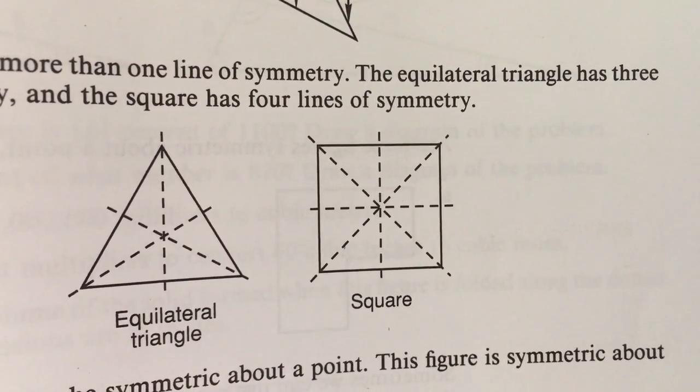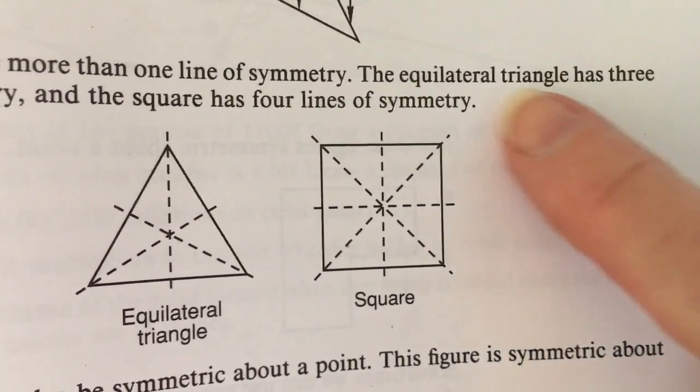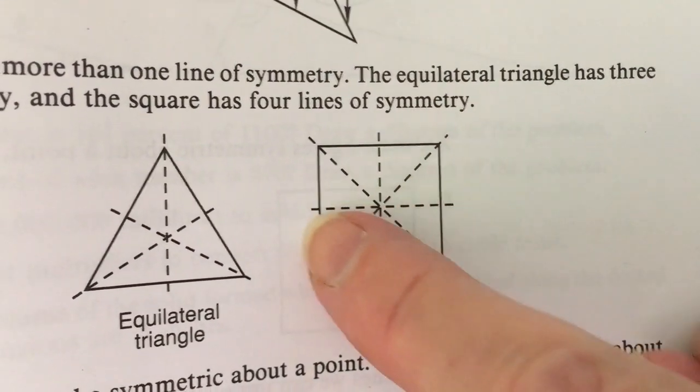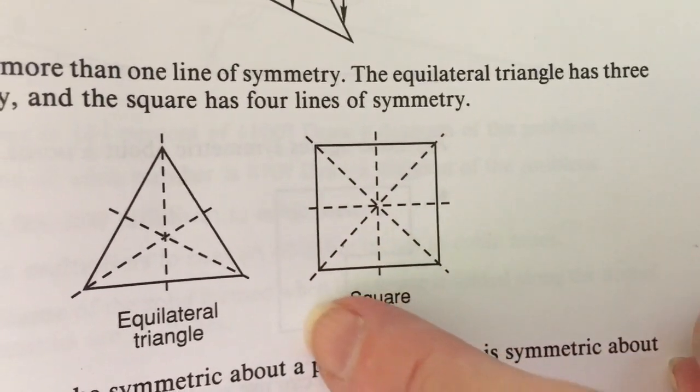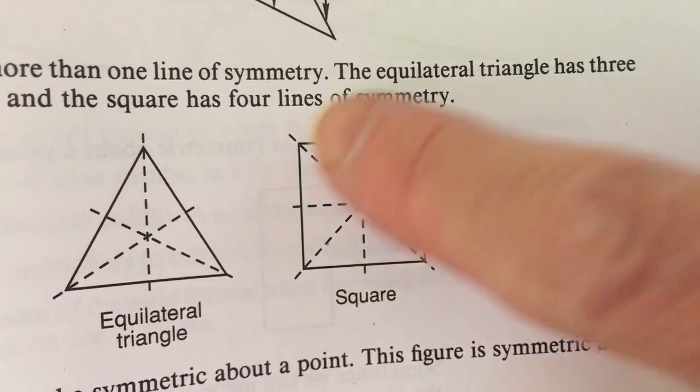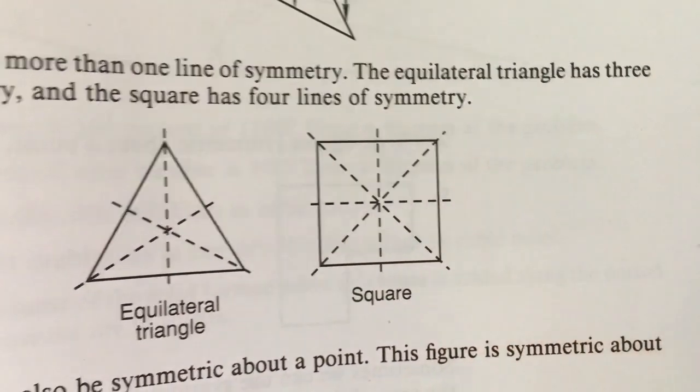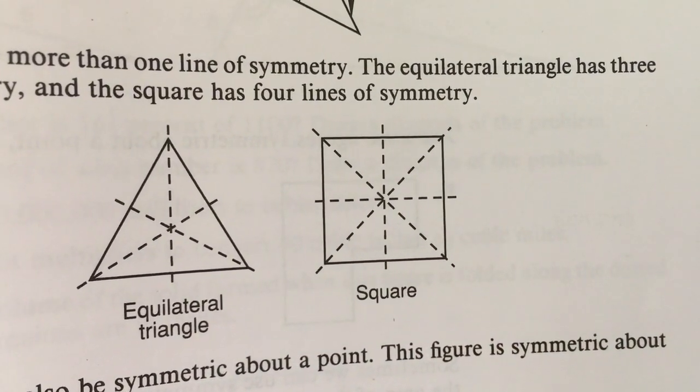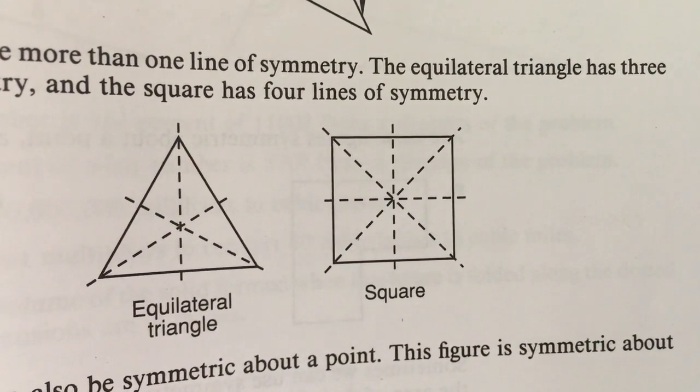Right there. You see, we folded it in half and in half again, and then we folded it from corner to corner and corner to corner. So a square has 4 lines of symmetry.